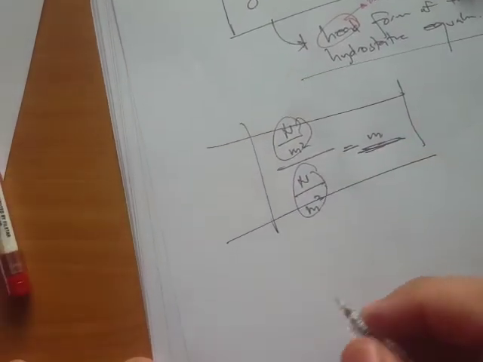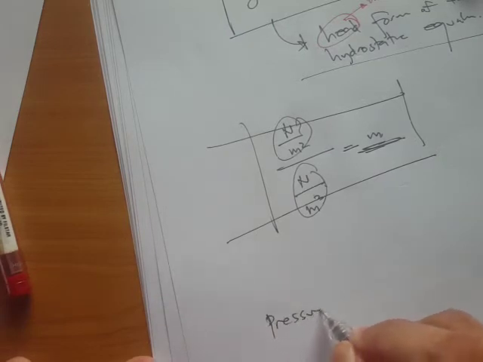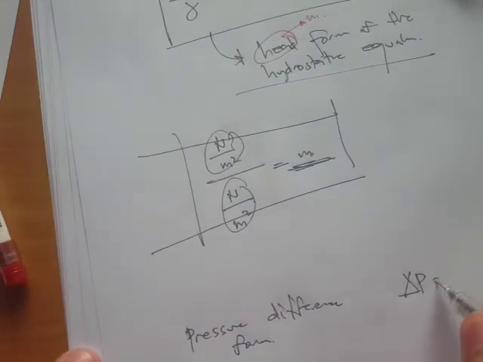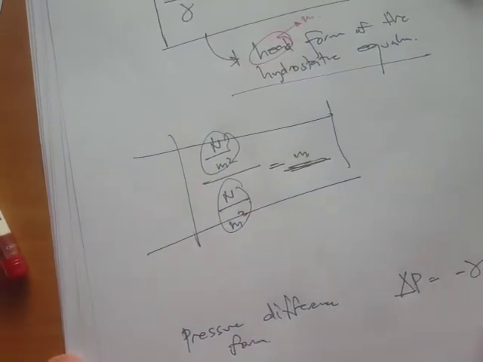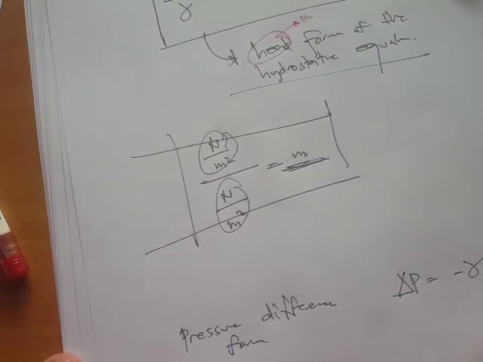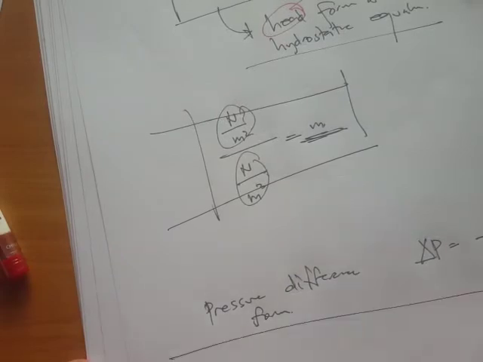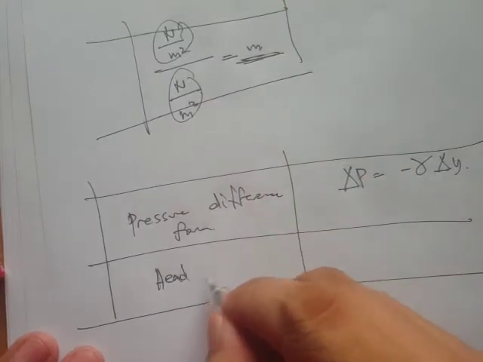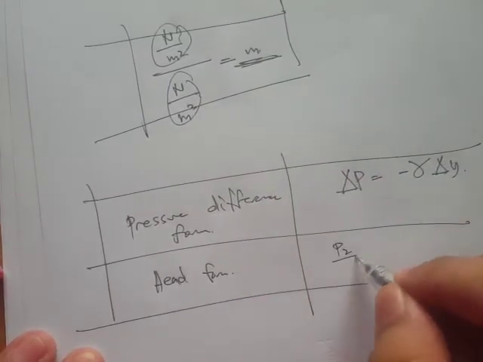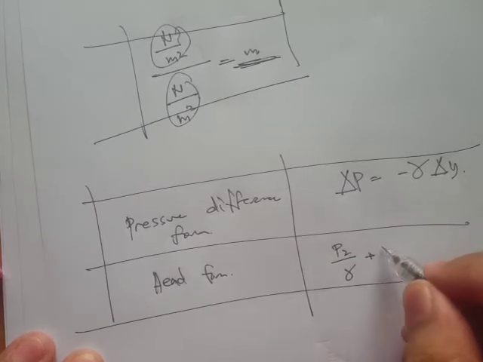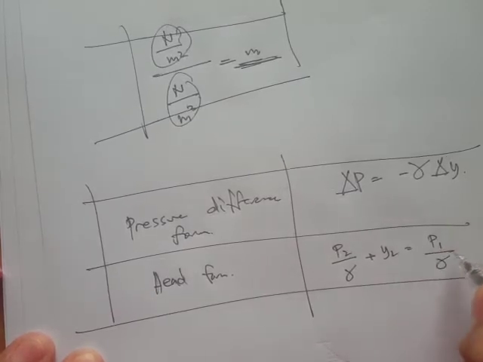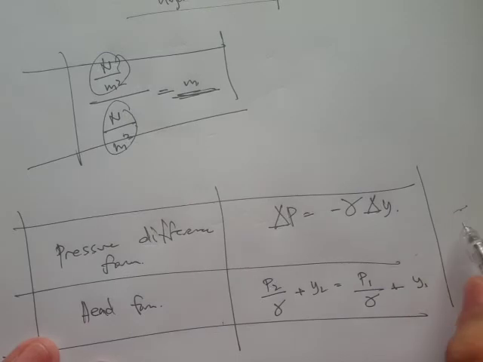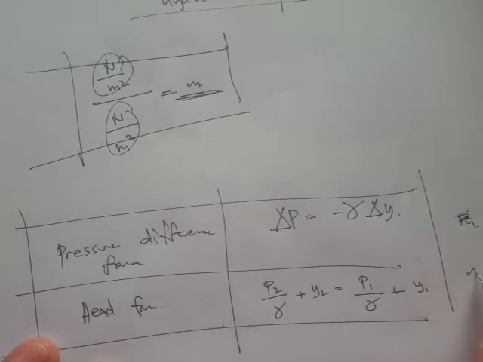So again, let me rewrite. In pressure difference form, our equation is delta P is equal to negative the unit weight times the change in height. And then for the head form, we have p sub 2 all over this plus y sub 2 is equal to p sub 1 all over this plus y sub 1. This is what we call the head form. The unit right here is, let's say, pascals, and this one is in meters.